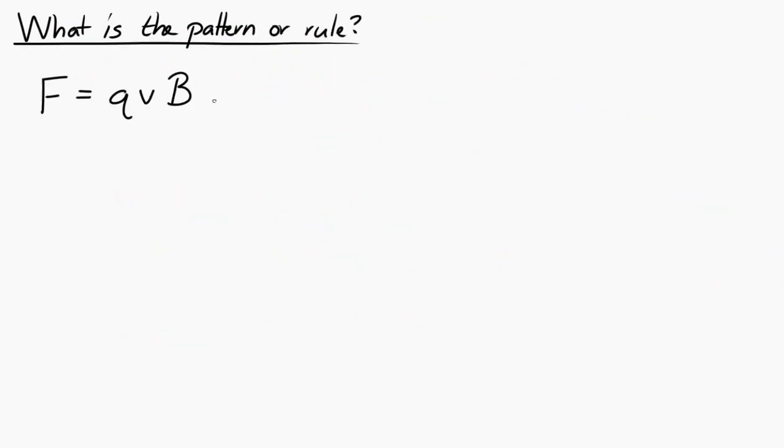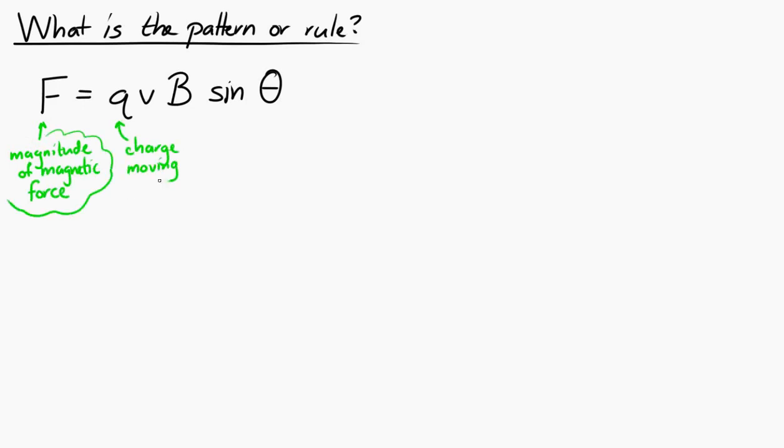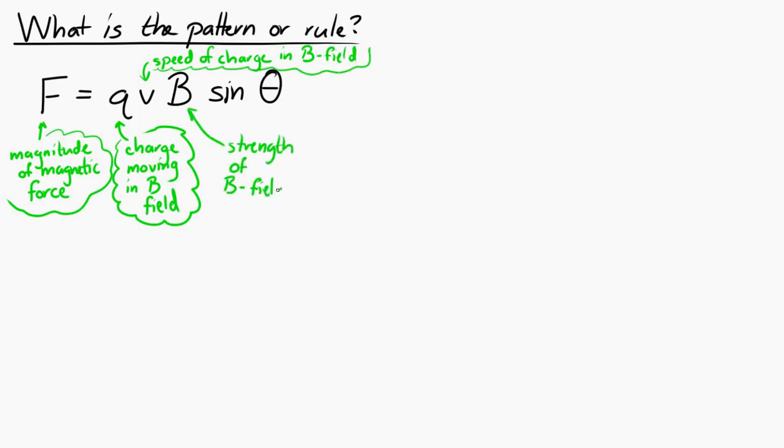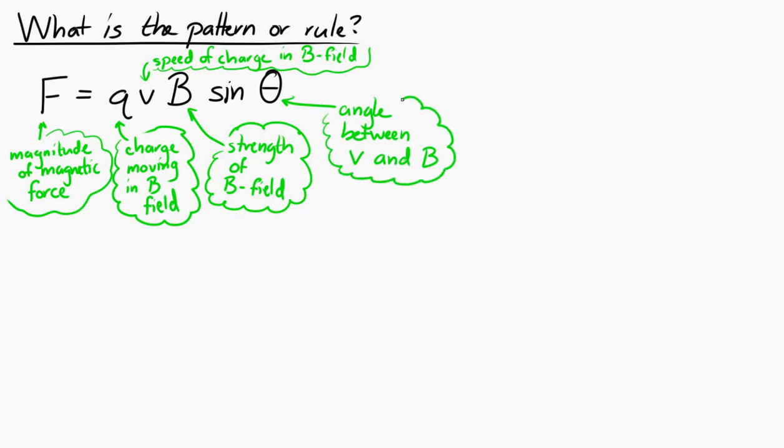So what's the pattern here? The pattern here is governed by this equation. F equals QVB sine theta. This gives us the magnitude of the magnetic force on a moving charge within a field. So F here is the magnetic force on a charge. Q is the charge that we're considering. V is the speed of that charge through the field. B is the strength of the field that the charge moves through. And theta is the angle between the velocity of the charge and the magnetic field.